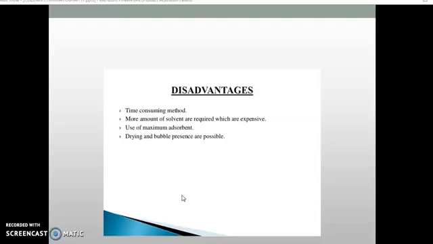The quantity of solute or solvent required is also expensive. The solute quantity you need to separate is designed in advance, but the solvent required is a high amount, and if it is expensive, the total chromatographic system, this column, may become expensive.